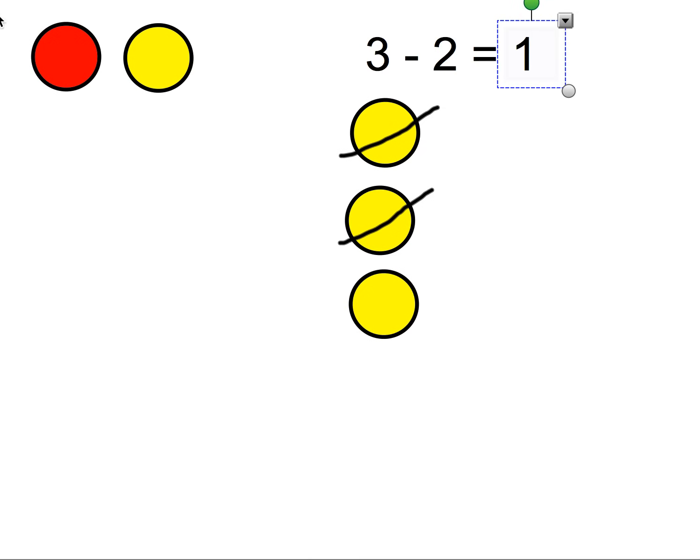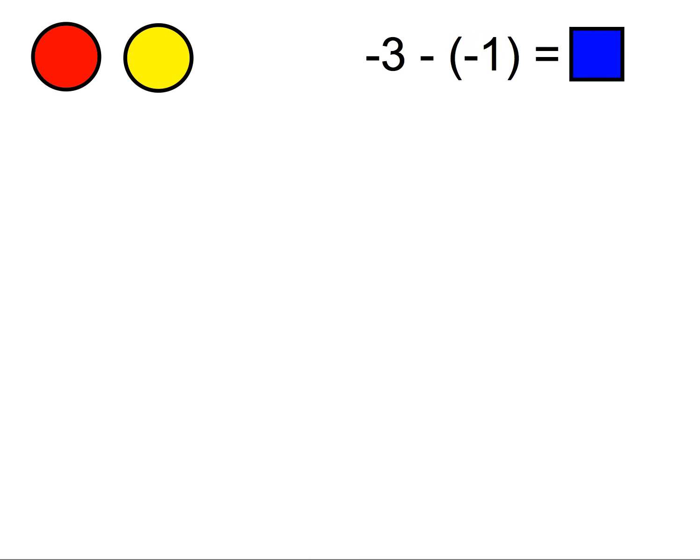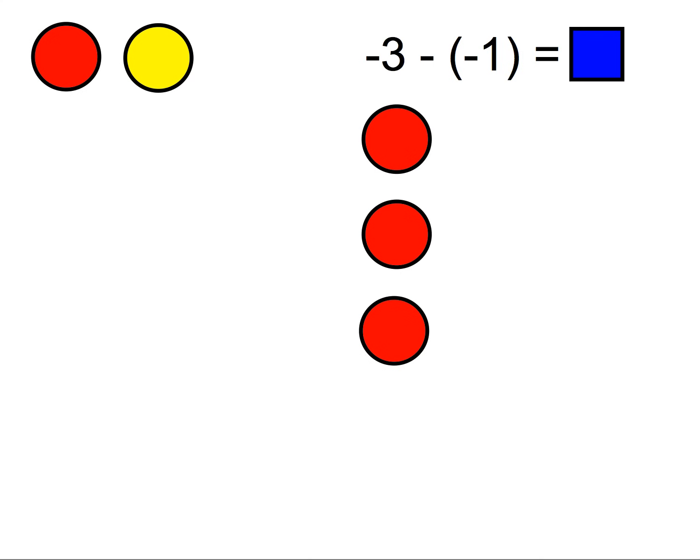Okay, let's try something a little bit trickier. What if we do negative 3 minus negative 1? So we're starting with negative 3 counters, and I need to remove negative 1 counters. Well, I can do that pretty easily. I can just remove this one, and I'm left with 2 red counters, which means negative 2. So negative 3 minus negative 1 is equal to negative 2.